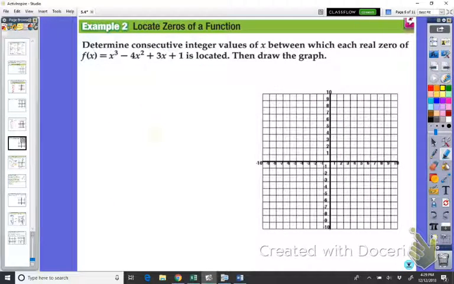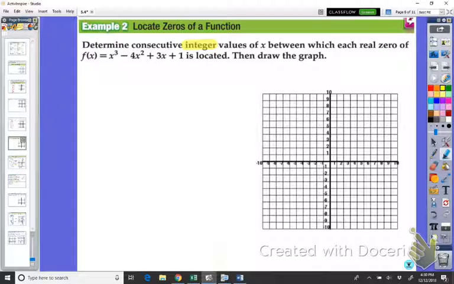Alright, next, locate the zeros of a function. Determine consecutive integer values. So remember, an integer is a positive or negative whole number. The values of x between which each real zero of that function is located. So when we talked yesterday, we said the zeros and the degree is where it passes the x-axis. So that's what we're looking for.